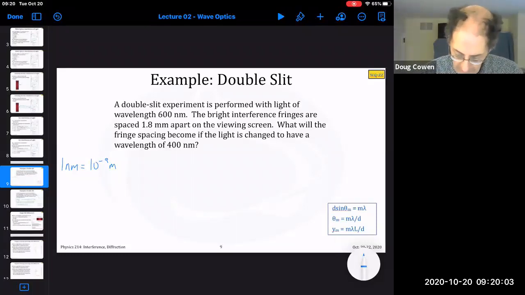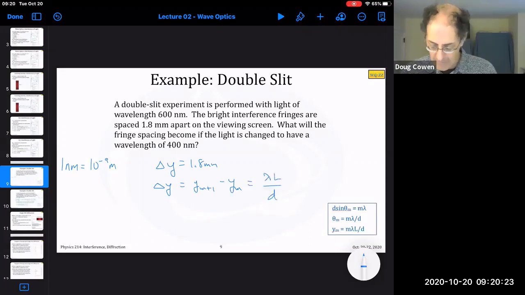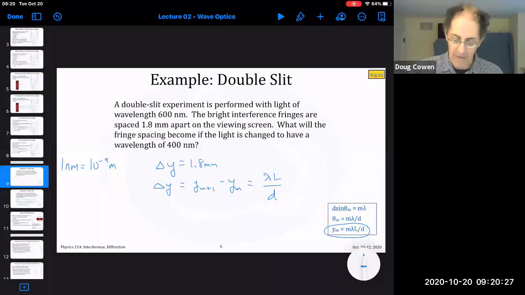So we have, we're trying to find delta y. We're given that it's 1.8 millimeters in the first case. And the expression for delta y, which we wrote down before, is y sub n plus 1 minus y sub n, which is equal to lambda L over D. Now, if you just look down at this expression given down here, you can figure that out just like we did a couple slides ago.